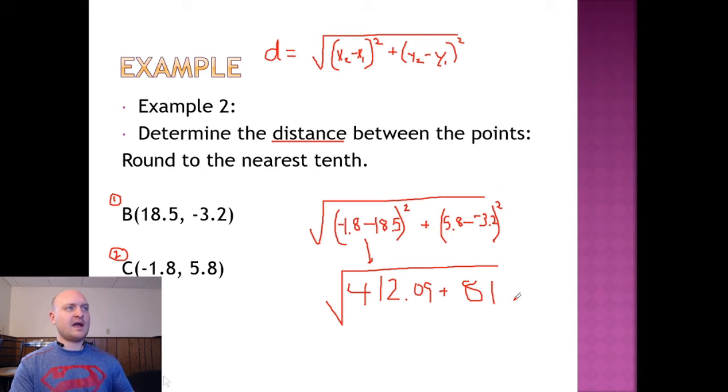All right, so now I can add those together. I'll get the square root of 492.09. I need to know what times itself is that number. What times itself? Oh, calculator in my hands. What is the square root of 492.09?